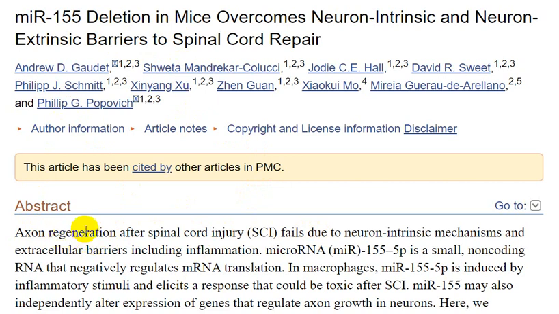Axon regeneration after spinal cord injury fails due to neuron-intrinsic mechanisms, and extracellular barriers include inflammation. MicroRNA, or miR, is a small non-coding RNA that negatively regulates RNA translation.